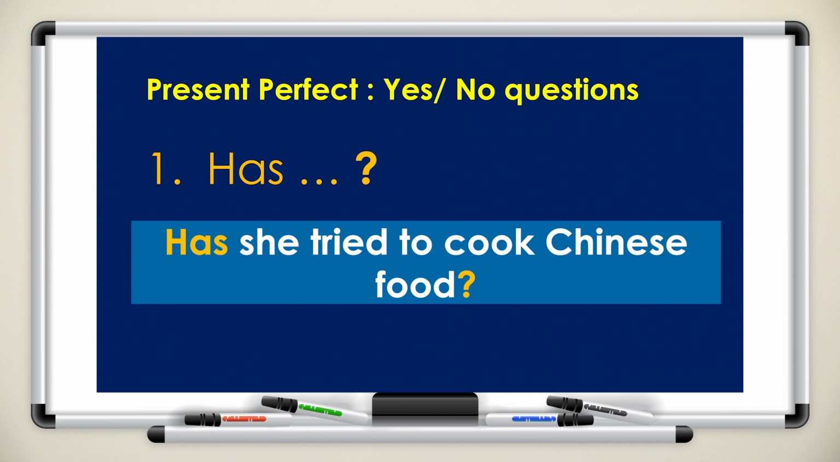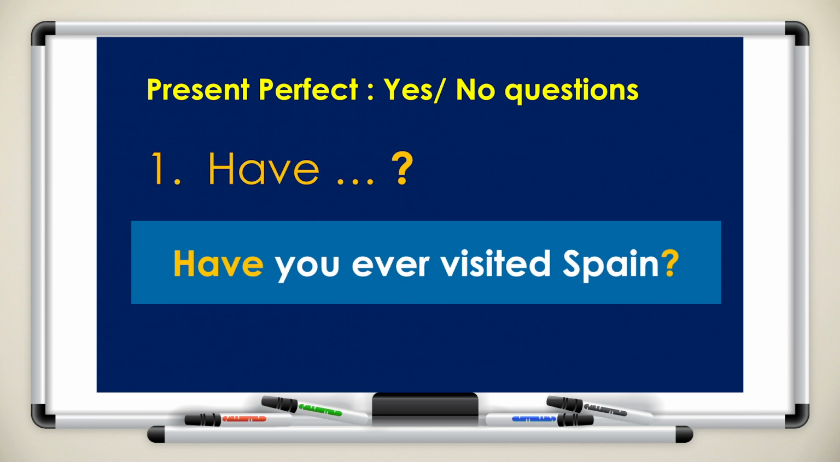Now we use the present perfect also in forming questions, but what kind of questions? The yes and no questions. We will start it with has or have. For example, has she tried to cook Chinese food? The answer will be yes or no. Another example is have. Have you ever visited Spain? The answer will be also yes or no. So we use the present perfect in the question form usually for yes or no questions.